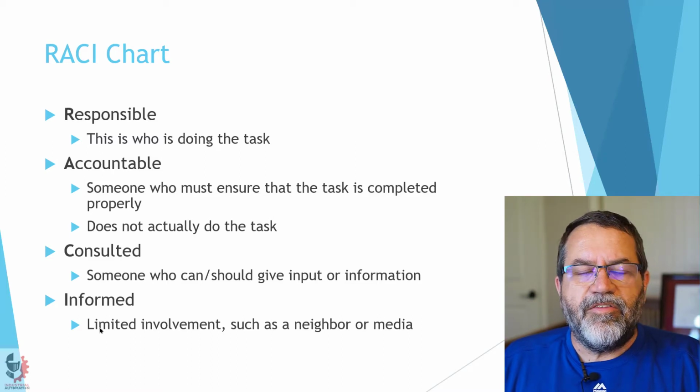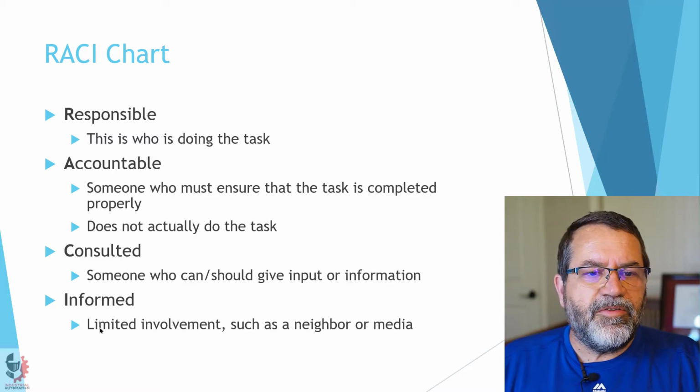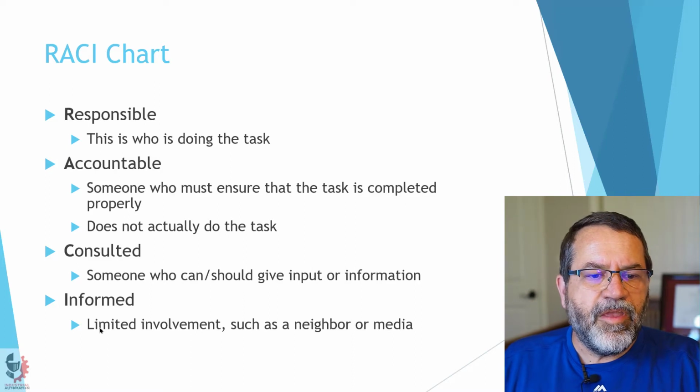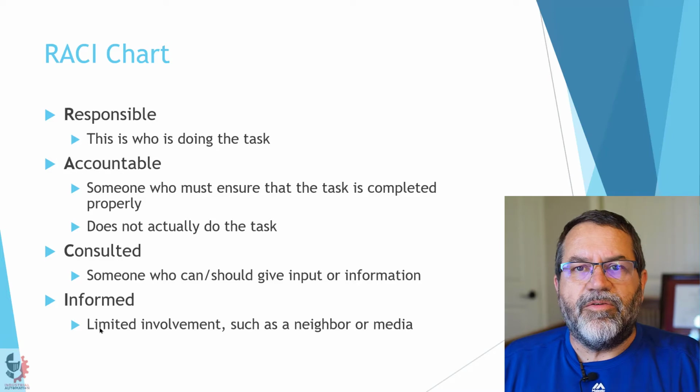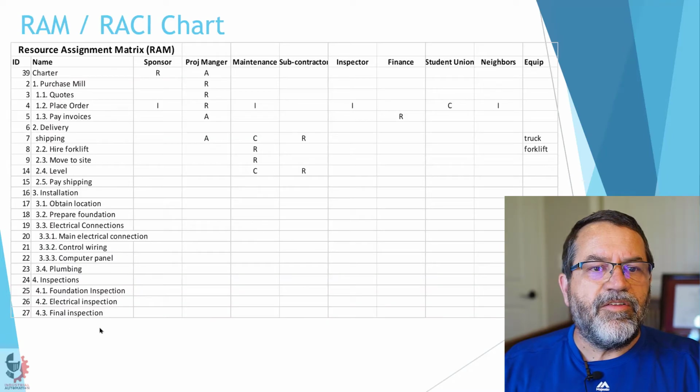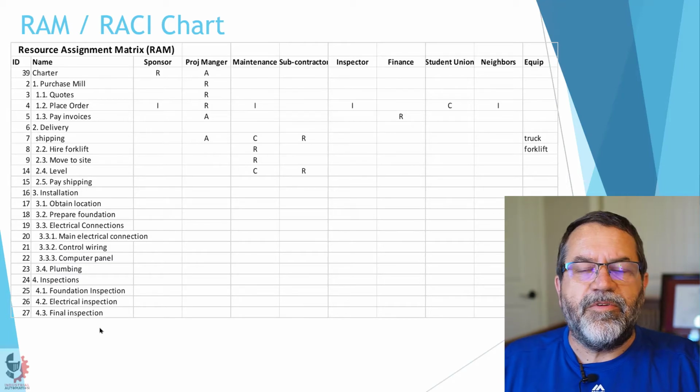Second, and it's not always necessary for every task, but who's accountable for making sure the task gets done? Not necessarily doing the task, but who needs to make sure that it actually gets done? And then in some cases, you may have people that are consulted or informed on what's going on. Let's take a look at our responsibility assignment matrix again.